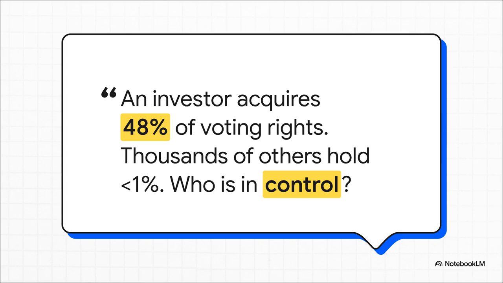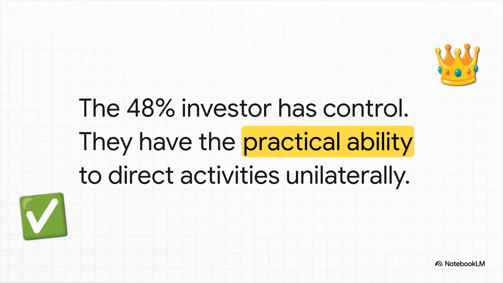An investor buys up 48% of the votes. The other 52% are scattered among thousands of tiny shareholders. So the investor doesn't have a majority. The question is, who's in control here? So who is it? Under IFRS 10, it's the 48% investor, hands down.